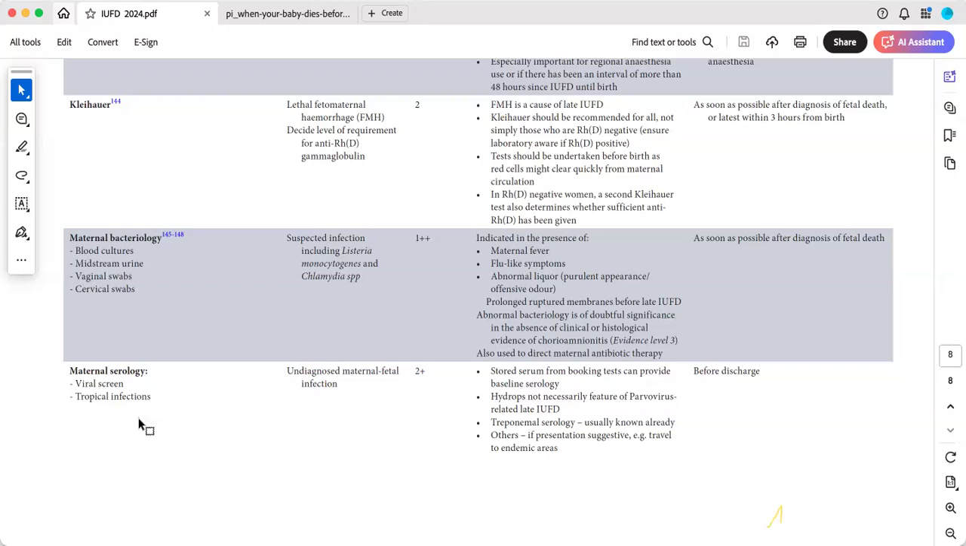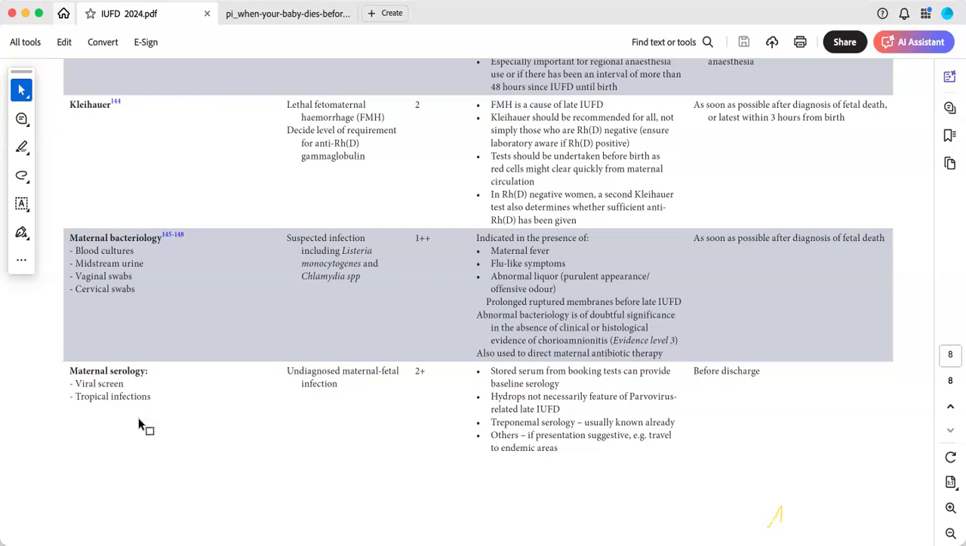Ensure that the laboratory is aware if the patient is Rh positive. Test should be undertaken before birth, as red cells might clear quickly from the maternal circulation. In RhD negative women, a second Kleihauer-Betke test also will help, okay? Especially if a large fetal maternal hemorrhage was first diagnosed, right?